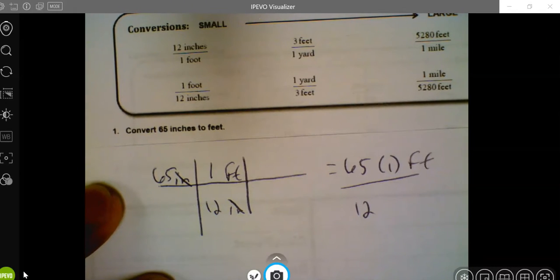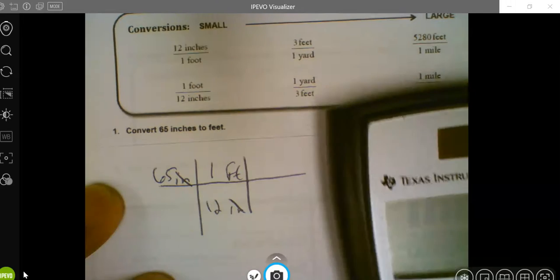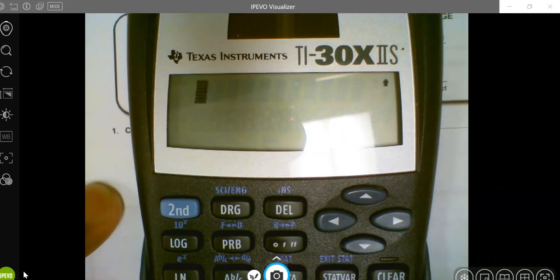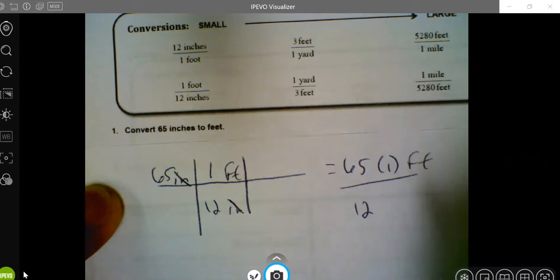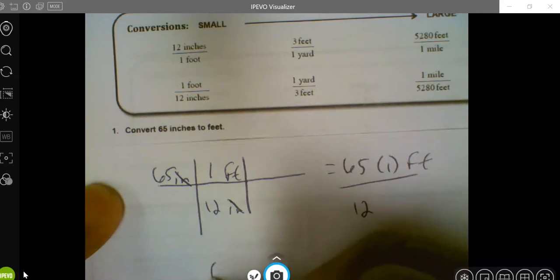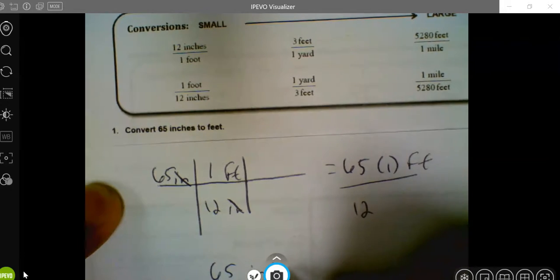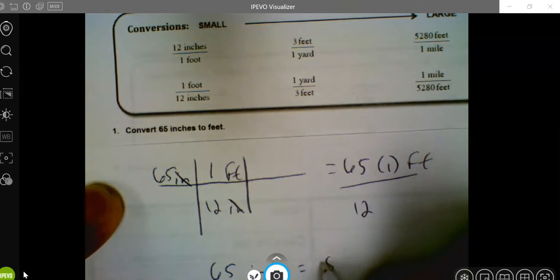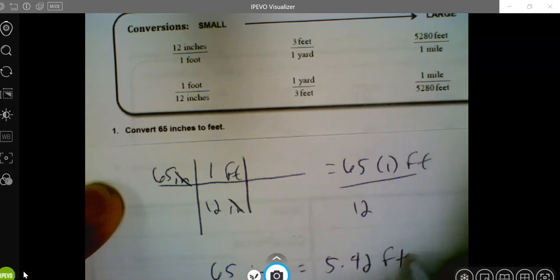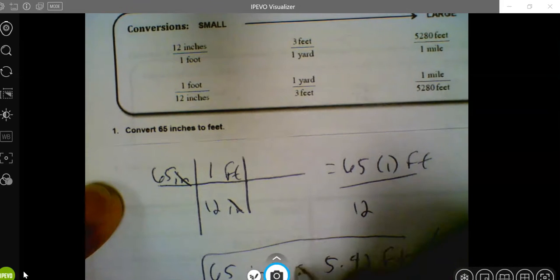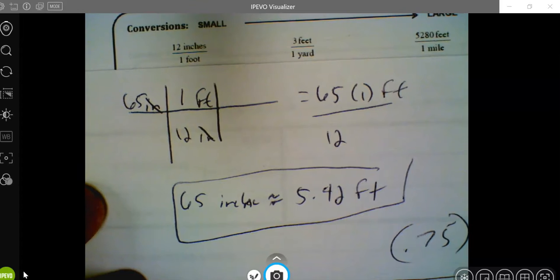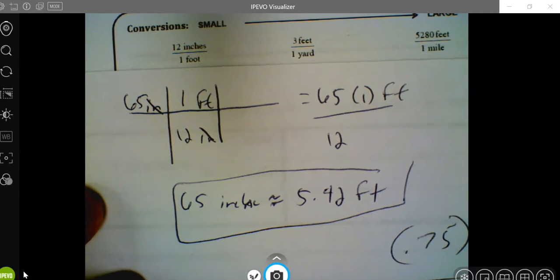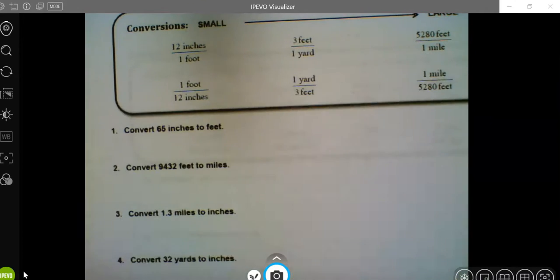And you're plugging your calculator, 65 divided by 12. So you plug in your calculator, 65 over 12 gives you about 5.42 feet. So that means 65 inches equals 5.42 feet. And that's how we convert that from one unit to the other. All right, I'm going to give you another one just like it.